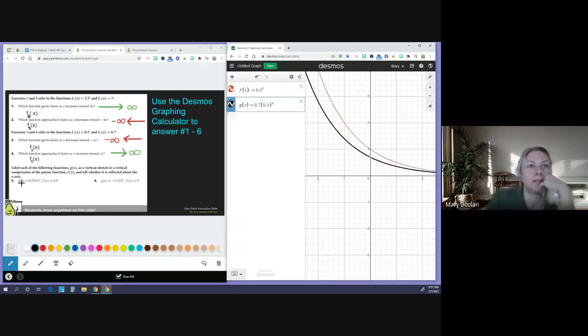The question says, is it a vertical stretch or a vertical compression? So g, if I compare it to the red one, has gotten closer to 0. That's a vertical compression. It's gotten closer to the x-axis. So this is a vertical compression.